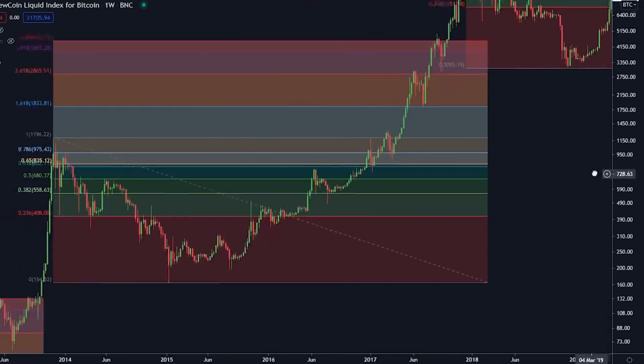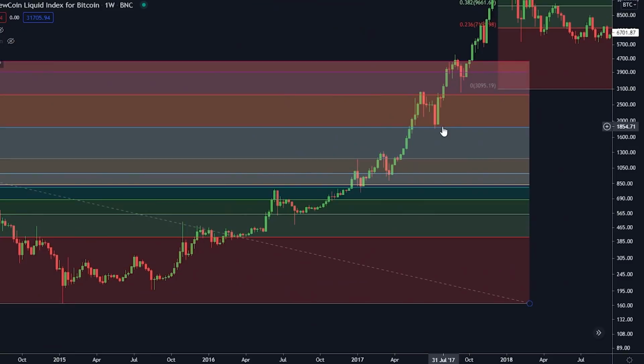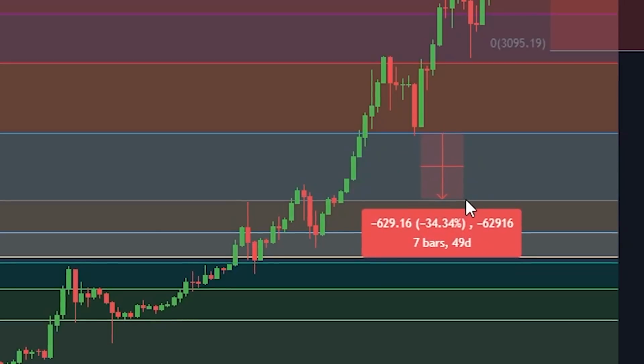Now, again, in the previous bull market we were resting at the 1.618 blue line right here. Bitcoin was at $1,843. Could we, at this point, have dropped down to $1,158, which would have been a huge drop? It would actually have been an almost 35% drop.